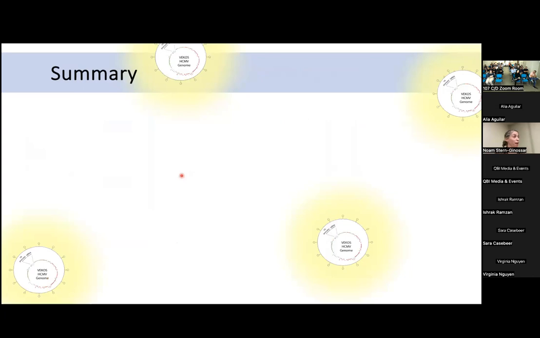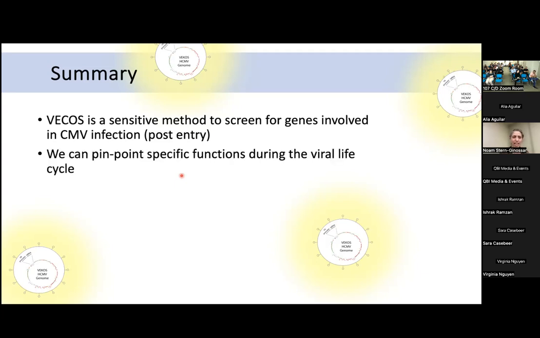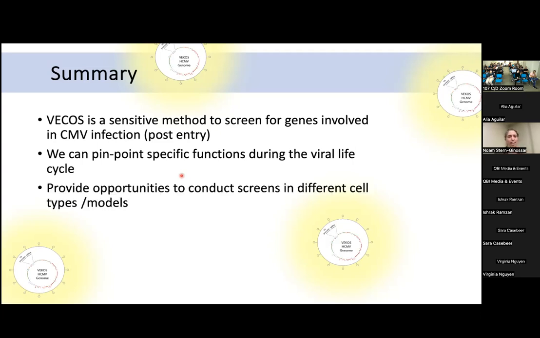Okay, so I'll just summarize what I just showed you. We think VICOS is a really sensitive method to screen genes involved in CMV infection post-entry. I have to say, nothing that we've done here is unique to CMV, and it could be applied to all other herpesviruses. Probably it would be easier because the genome is more amenable to cloning. We can pinpoint the specific functions during the life cycle that each population affects. And we think it provides really exciting opportunities to conduct screening in many different cell types and infection models, because we infect at very low MOI, so we don't need all the cells to be infected.